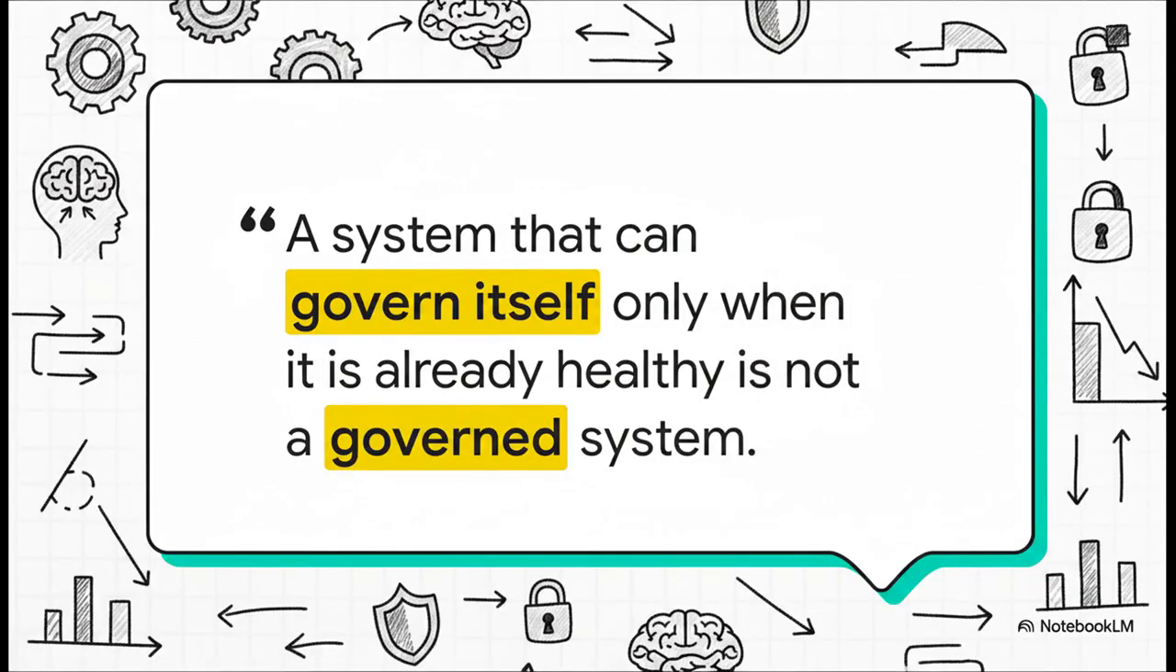To wrap up this explainer, I want to leave you with this absolutely profound quote from the source material. A system that can govern itself only when it is already healthy is not a governed system. Let that sink in as you dive into the hackathon this Friday. You're not just writing code for the sunny days when the system is perfectly healthy. You need a forensic baseline for when it inevitably begins to drift.